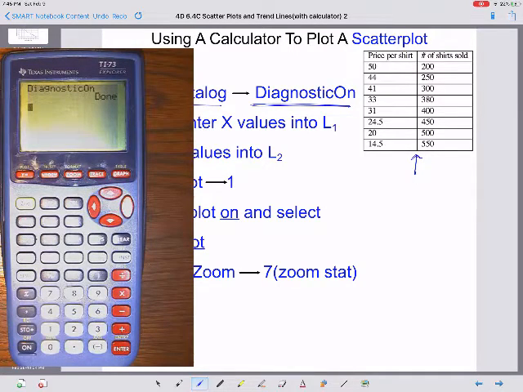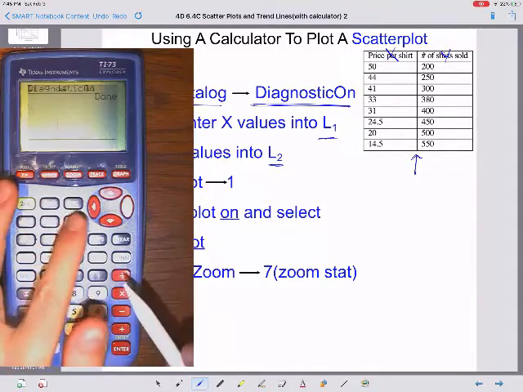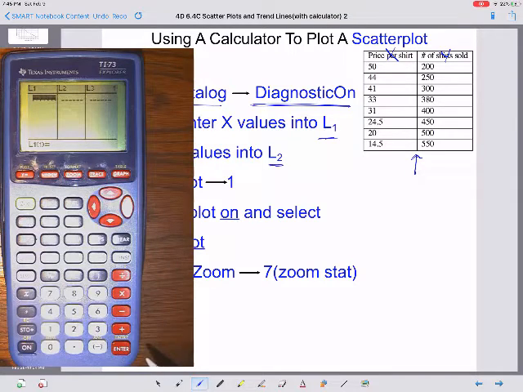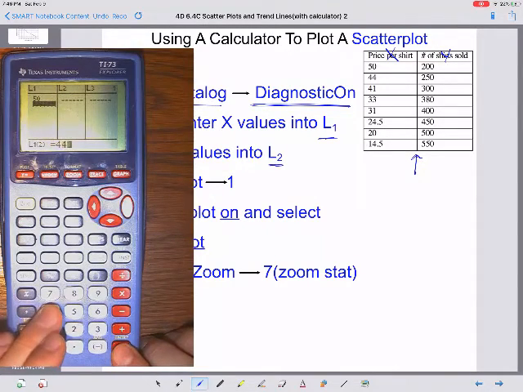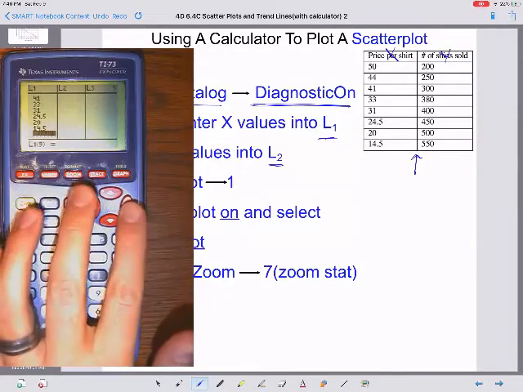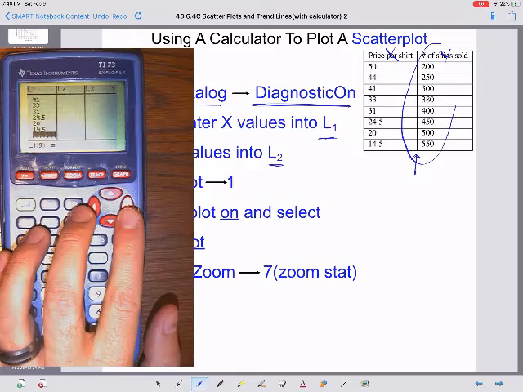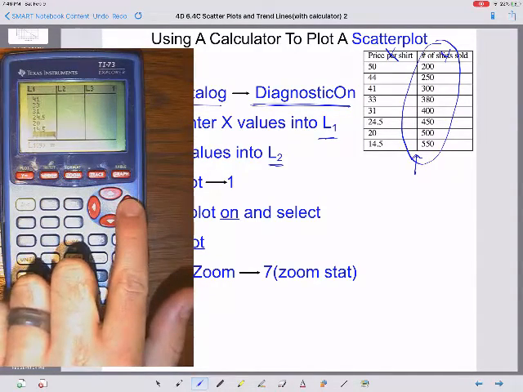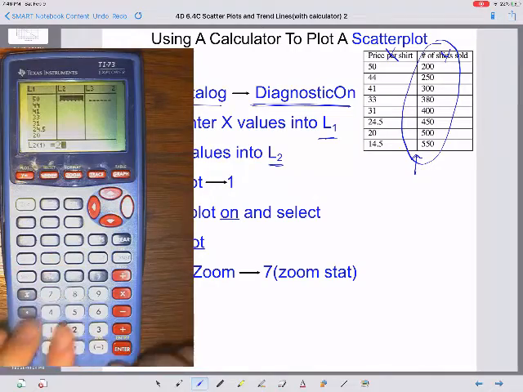The next thing we need to do is go into our list and enter our X values into list 1 and our Y values into list 2. In this case, X is going to be the price per shirt, and Y is going to be the number of shirts sold. So we're going to go into list and start typing our data. I'm going to speed up this part of the video so that you don't have to wait for me. Also, you need to enter in the second part, this list right here, the Y values, into list 2. So I'm just going to hit the right arrow and enter those numbers in, starting with 200.